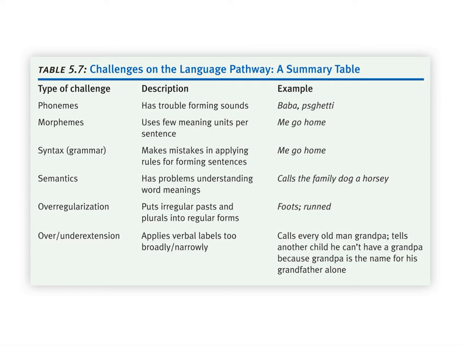Overregularization puts irregular past and present plurals into regular forms. In other words, I use my foots to walk, or I run to my mom, or I run to my dad. So there's a lot of things that are happening, and even when they make these mistakes, it's okay because they're developing. Their skills are developing into forming these sentences.